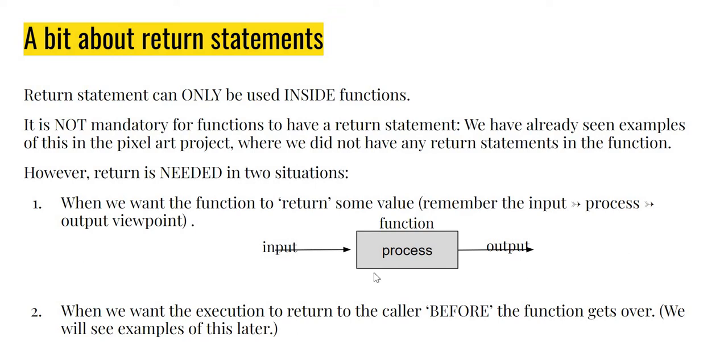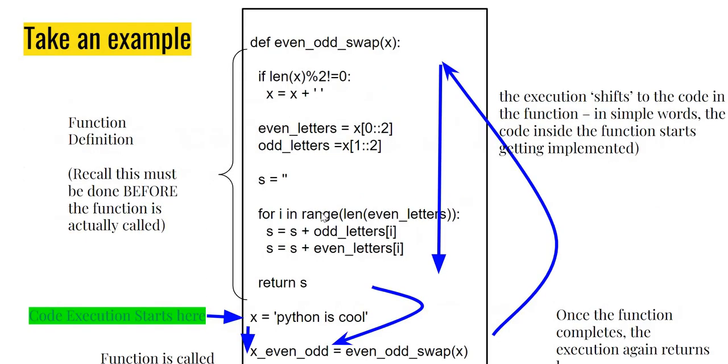For example, in this particular scenario, I'm giving a string as an input. The function is flipping the even and odd places and then giving me back an output. In this scenario, for me to be able to use this output, I'll have to use a return statement. So for example, I'm saying returning s is my output, and by doing x even odd equals to even odd swap x, I'm assigning this s into the variable x even odd. Remember, whatever was happening in here was local to the function. So now that function is returning s, I'm supplying this back to this variable here.